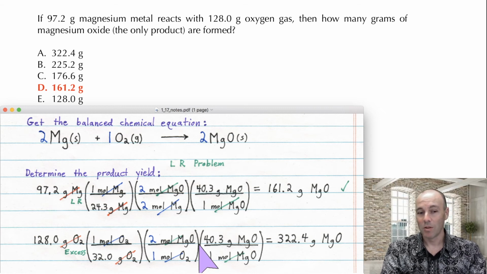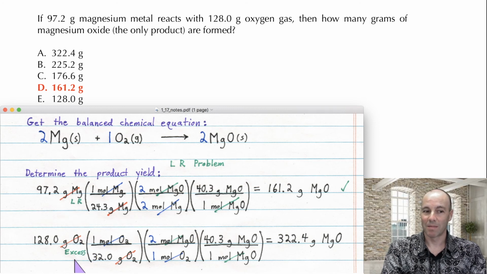Now at this point, you should know that the first one is going to give you the right answer. But just to carry through and finish the calculation to get to grams, we have 8 moles of magnesium oxide converted to grams gives us 322.4 grams of magnesium oxide. And out of these two answers, it's always the lesser amount. So it turns out that magnesium is the limiting reactant and the oxygen is in excess. The one that results in the lesser amount of product is the limiting reactant.